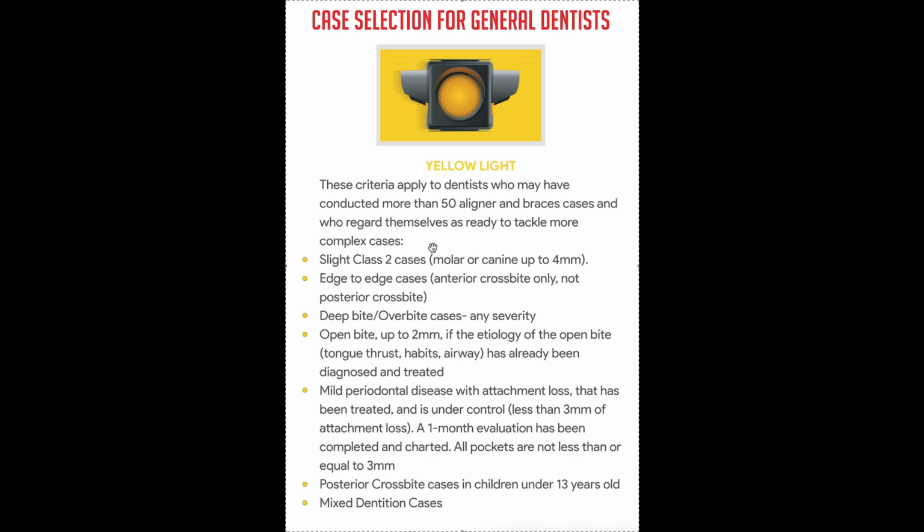So this would include slight class 2 cases, molar or canine up to 4 millimeters, not full step class 2, slight class 2. Obviously, in teens or growing kids, for these types of cases, you might be using MA, you might be using twin blocks, you might use elastics, most likely not. In adults, we might do sequential distalization, we might do elastics, we might do IPR. Obviously, it's going to depend on the sagittal slice or the ceph.